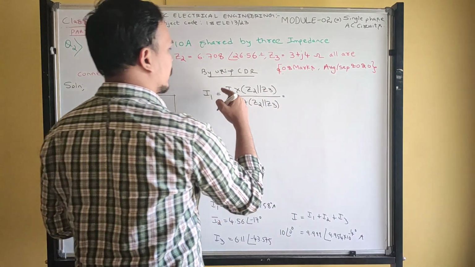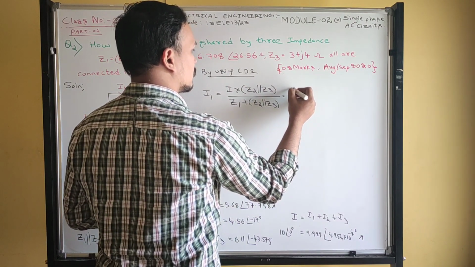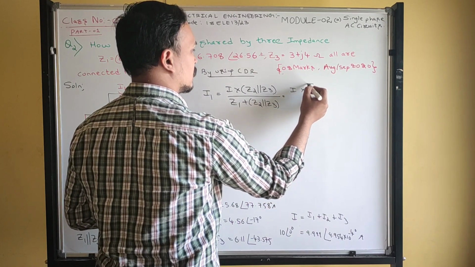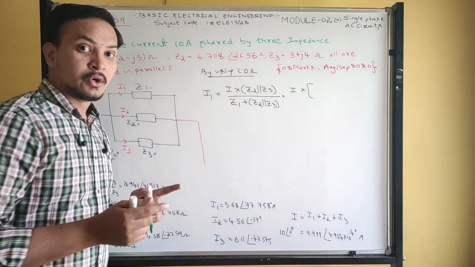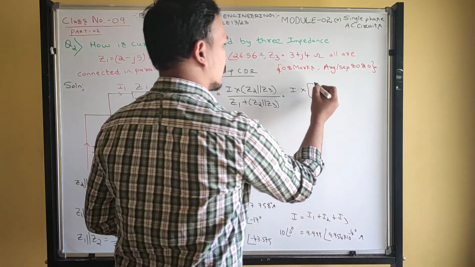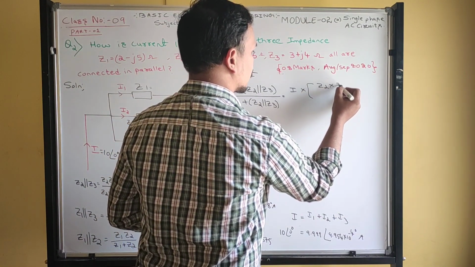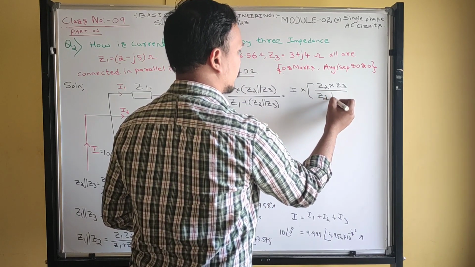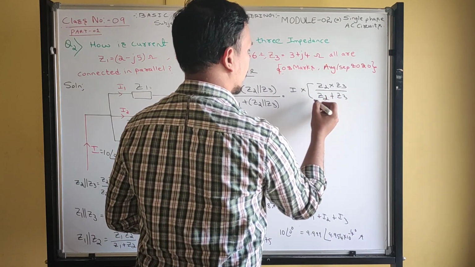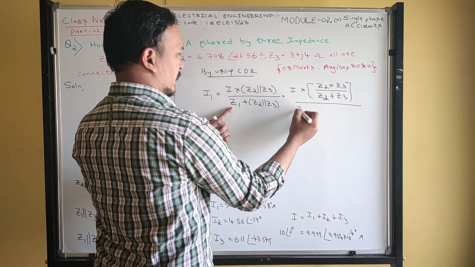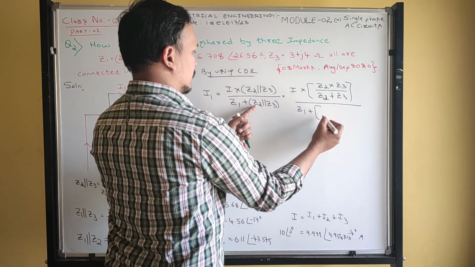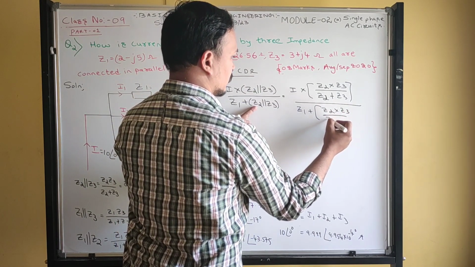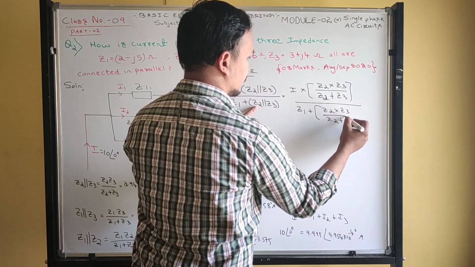Okay. So what is the current value? I will write the current as it is, and next time I will substitute. What can we write for Z2 parallel Z3? Two impedances are in parallel, so the numerator will be the multiplication of the impedances Z2 Z3 divided by Z2 plus Z3. All divided by Z1 plus Z2 parallel Z3, that is Z2 into Z3 divided by Z2 plus Z3.